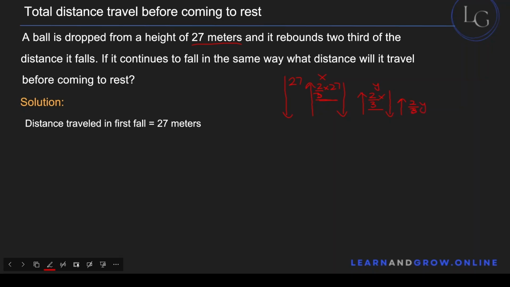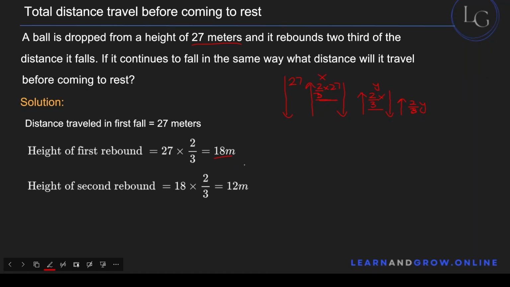So let's see how we can deal with this. The height of the first rebound is 27 into 2/3. This is the first rebound. As you see, it is 27 into 2/3, which is 18 meters. The height of the second rebound is 2/3 of the first rebound. It is 2/3 of this 18, and that is 12 meters.